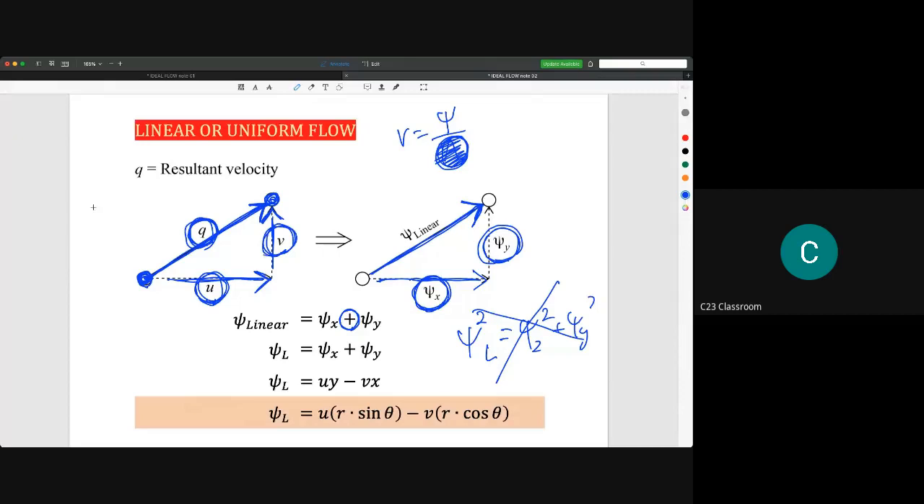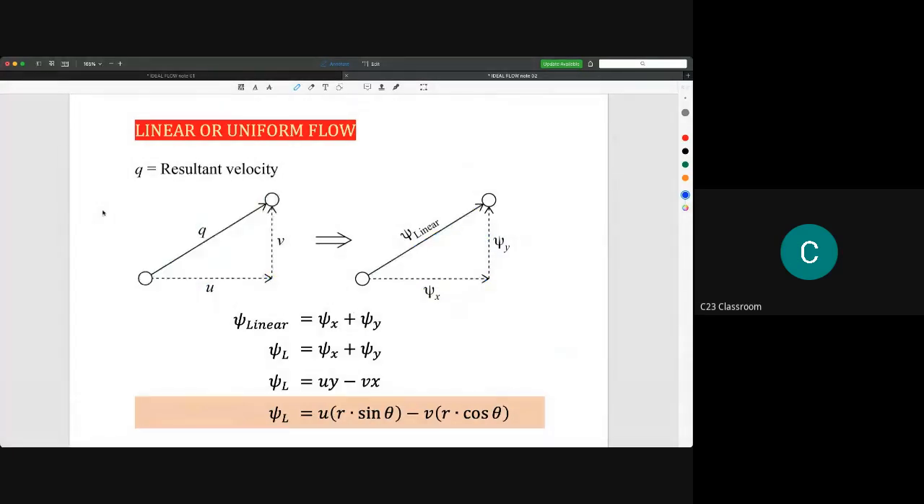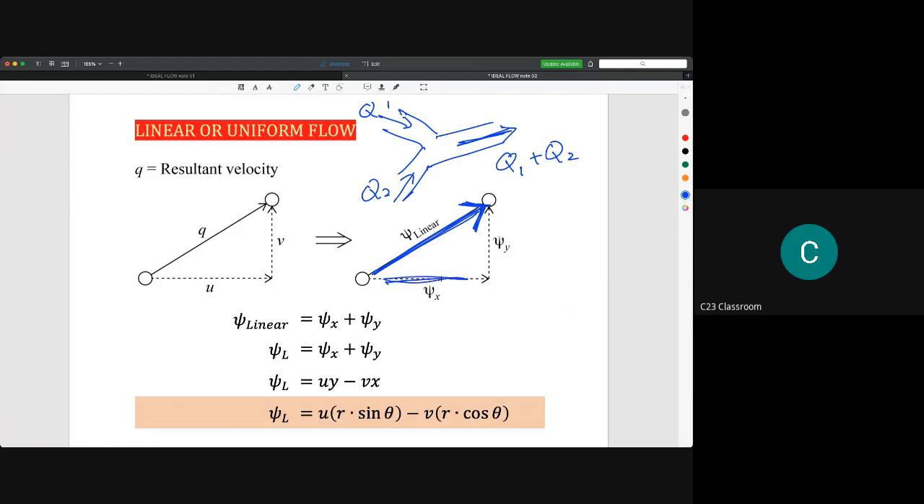The same idea is something you learned in fluid mechanics 1. If you have two pipes like this, with one flow rate here, Q1, and another one, Q2, what is the total flow rate? You just add Q1 plus Q2. It is the same here: the total flow rate must be the summation of psi x and psi y.